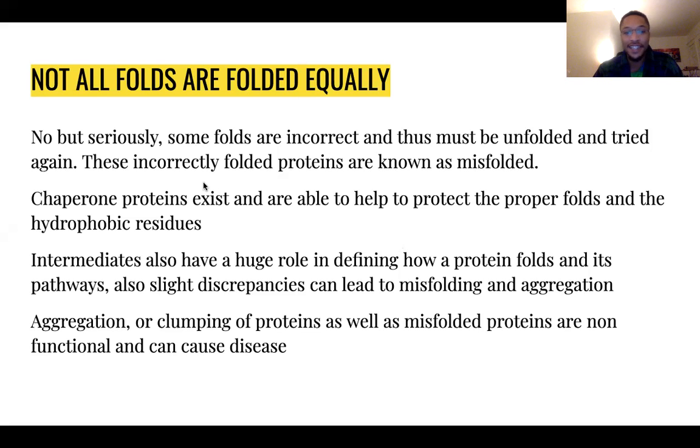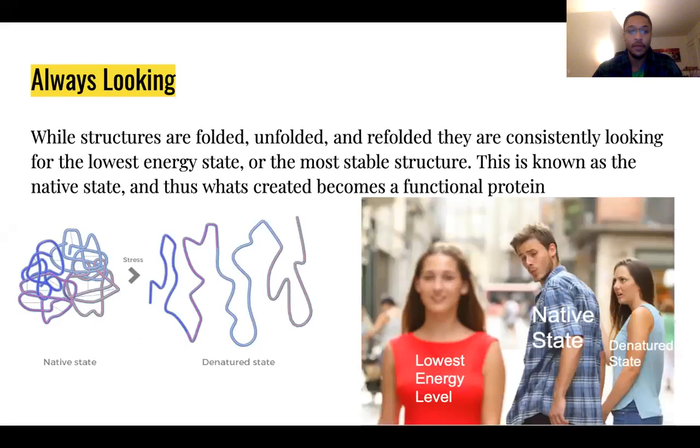No, but seriously, some folds are actually incorrect and thus must be unfolded and tried again. There are chaperone proteins that exist and they're able to watch over this and protect the hydrophobic residues. Intermediates also have a huge role in defining how a protein folds. Now they're always looking, and when we say always looking, we mean that while the structures are folded, unfolded, and refolding, they're constantly looking for the lowest energy state or the most stable structure.